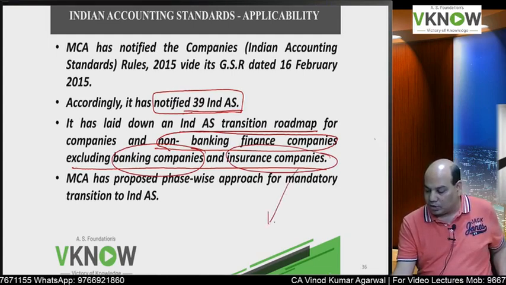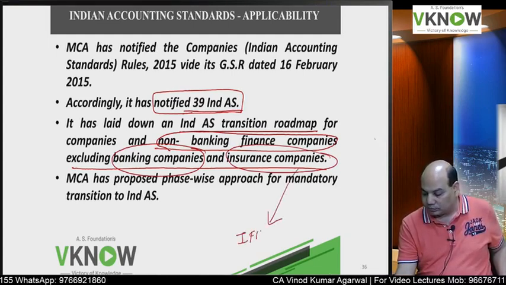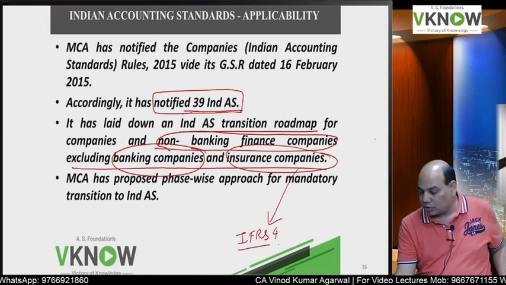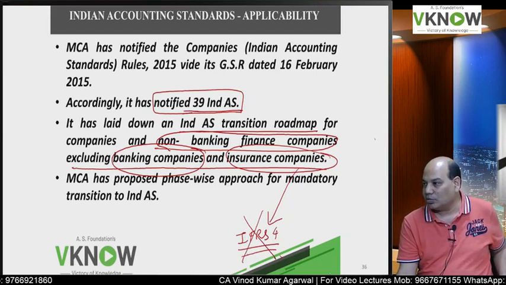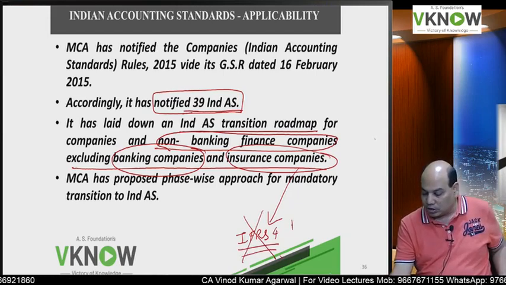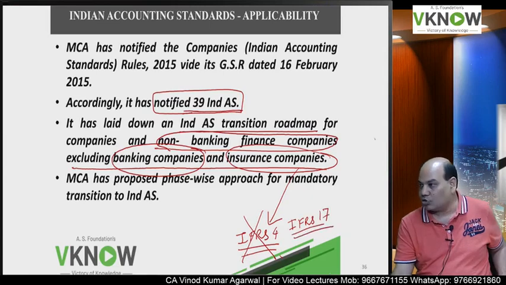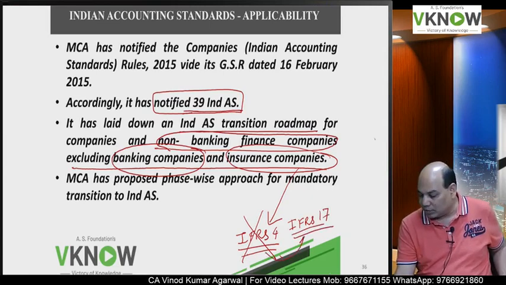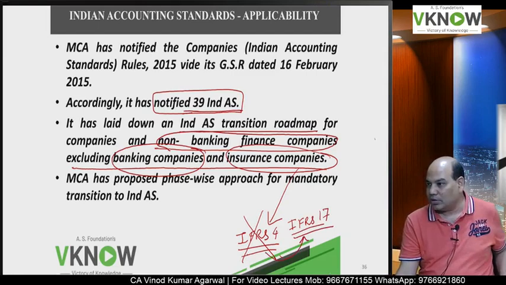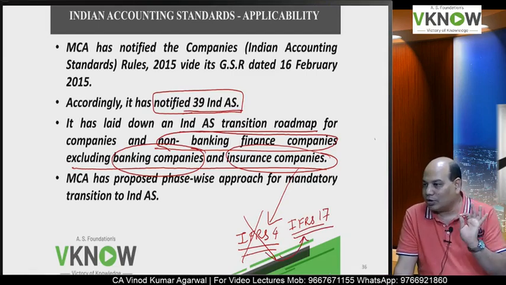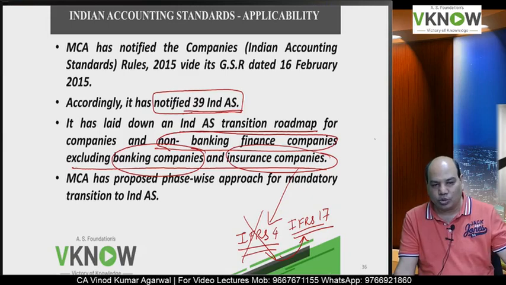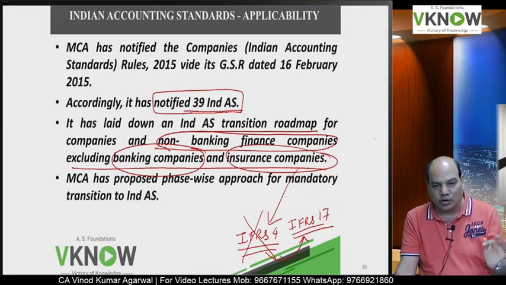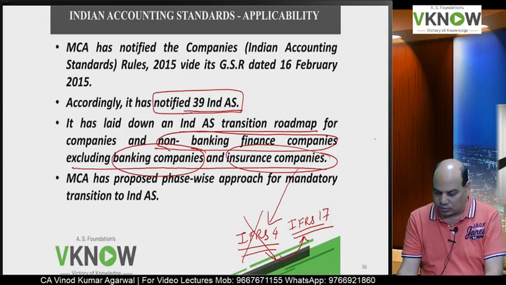In fact, there is an IFRS 4 which is called insurance contract, but not applicable to us right now, and there is an IFRS 17 which is again insurance contract. The same standard has been amended, but right now in India it is not applicable. So IFRS 4 is not applicable, which is the old version. IFRS 17 is not applicable, which is the new version.